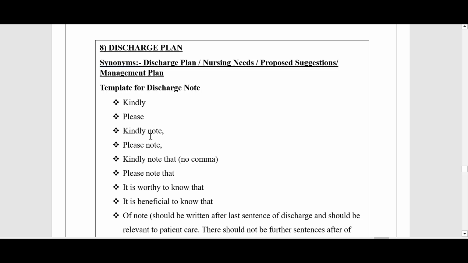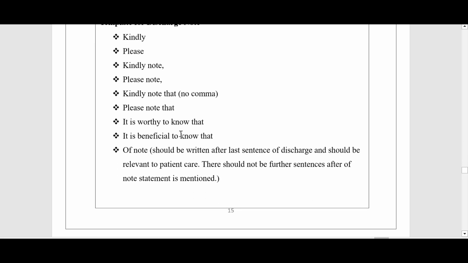Kindly, please. Kindly note, there is a comma. Okay, kindly has no comma. Please don't make the mistake. Students, many are putting a comma here rather than here. Please look carefully. Okay, kindly and please, no commas are there, but kindly note and please note, a comma is there. It is worthy to know that. It is beneficial to know that.